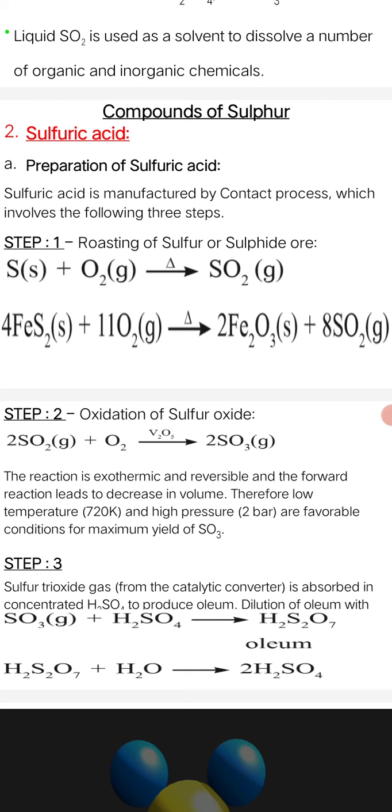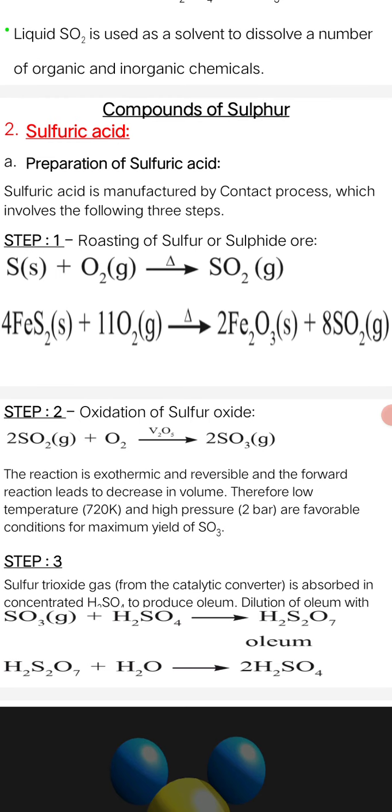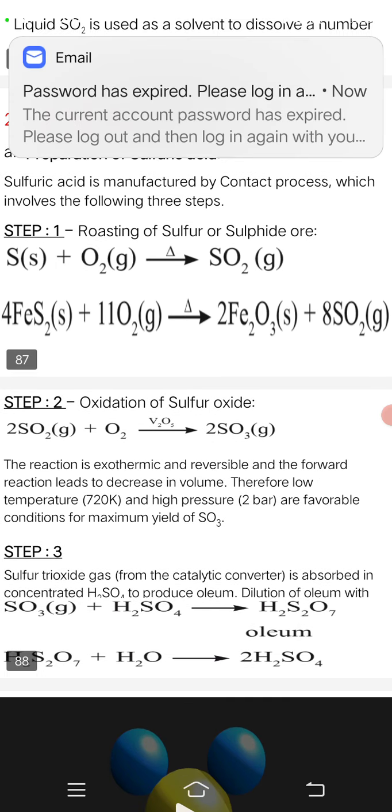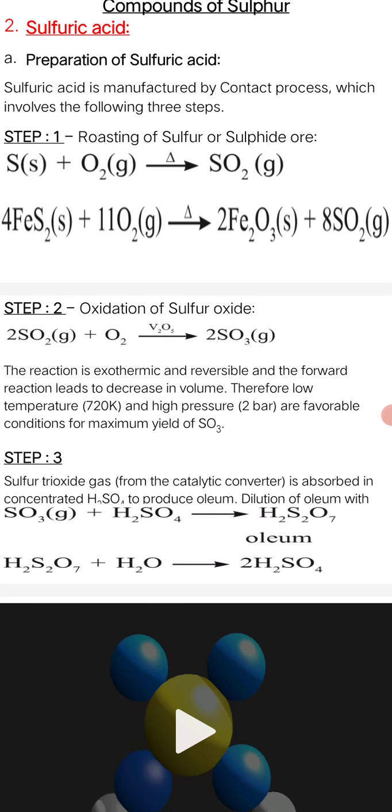In that, 2 molecules of sulfur dioxide gas plus O2 gas, in the presence of vanadium pentoxide catalyst, give 2 molecules of sulfur trioxide SO3 gas. In this reaction, a certain amount of heat is liberated, so it is an exothermic reaction which is reversible, and the forward reaction leads to a decrease in volume. Therefore, about 720 Kelvin and high pressure of 2 bar are favorable conditions for the maximum yield of sulfur trioxide. Now this sulfur trioxide will be utilized in step 3.